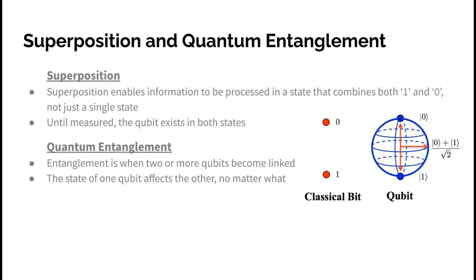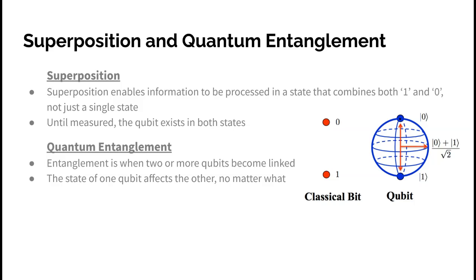With superposition, information can be processed in a state that combines both 1 and 0, not just a single state. A common analogy would be a coin: not only could it be in a state of heads or tails, the coin can also be in a state of a flip. In a coin flip, it's neither heads nor tails, so it's kind of a mix of both. And until this qubit is measured, the qubit exists in both states.